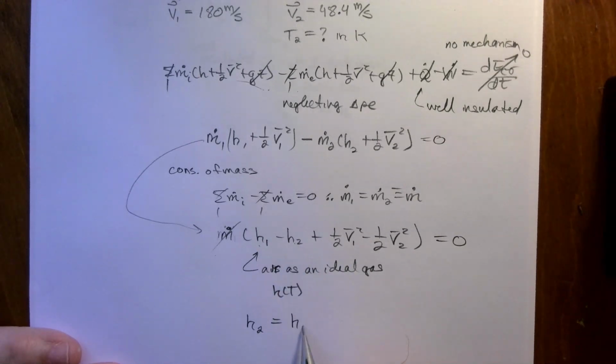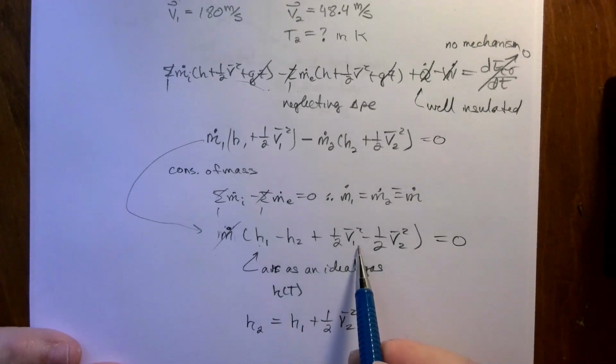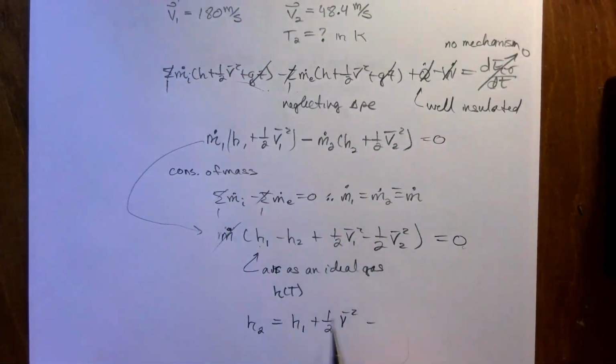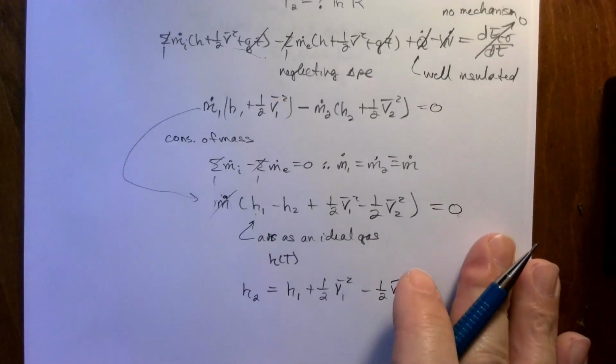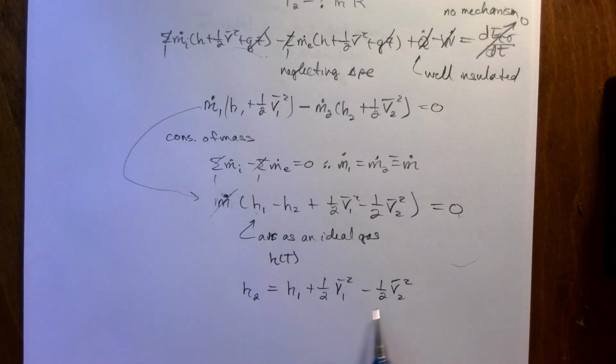So H2 is equal to H1 plus 1/2 the velocity at 1 squared minus 1/2 the velocity at 2 squared. So the temperature goes up in accordance to the change of the kinetic energy. Alright, so remember again that a meter squared per second squared is 1 over 1,000 kilojoules per kilogram.